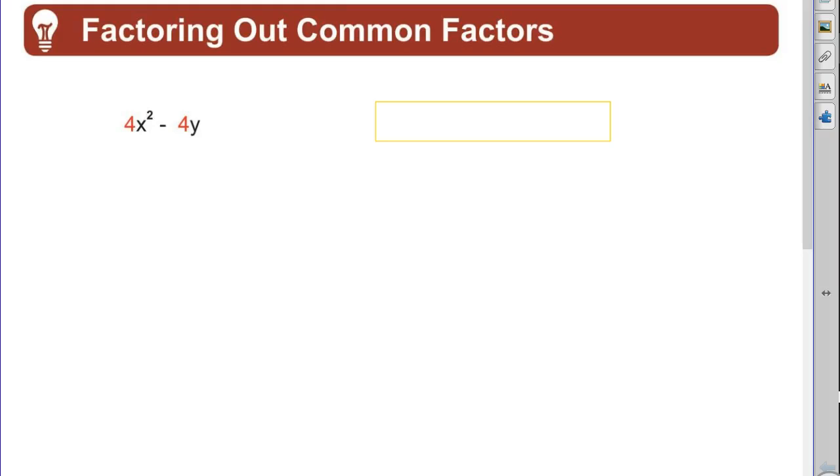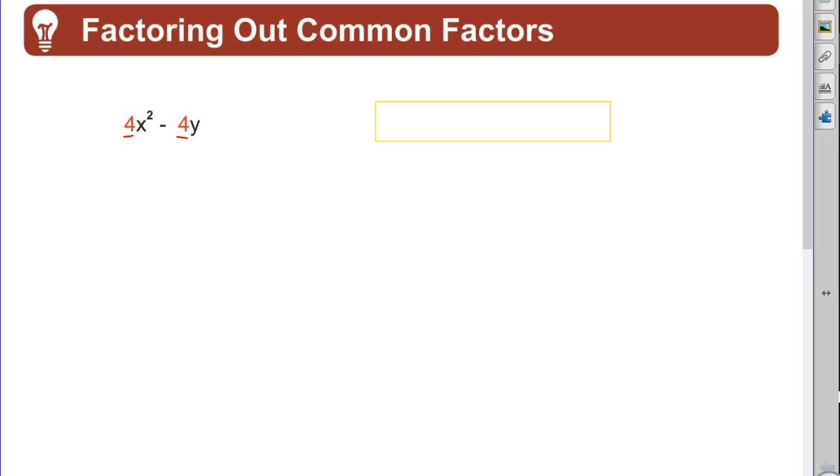All right, so this is the chapter on factoring. This is the quick review, factoring out common factors. Okay, so we've got one example here, and I've got the 4's in red, and they stick out, right? And you can see we have a binomial, and there's a common 4 to both factors.